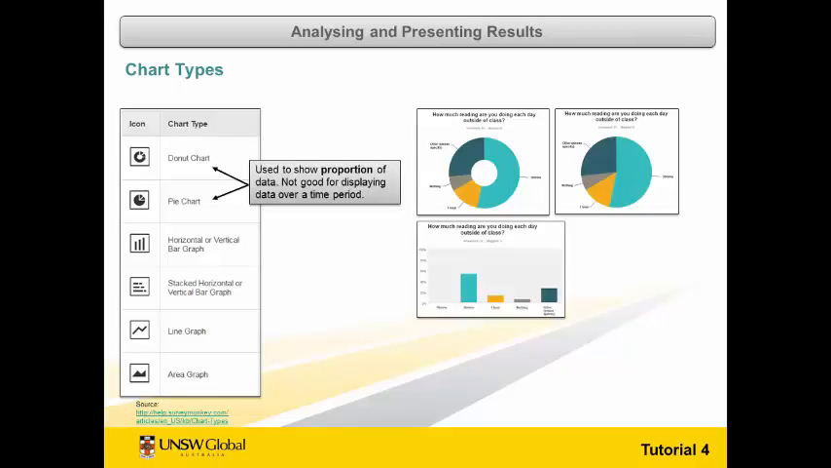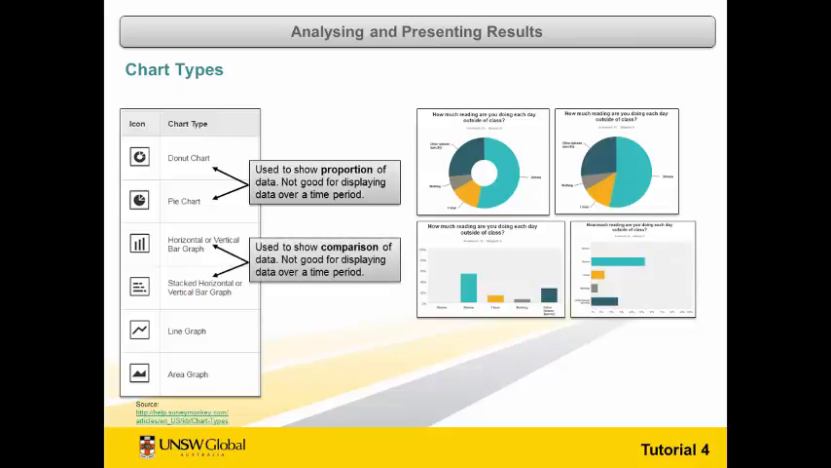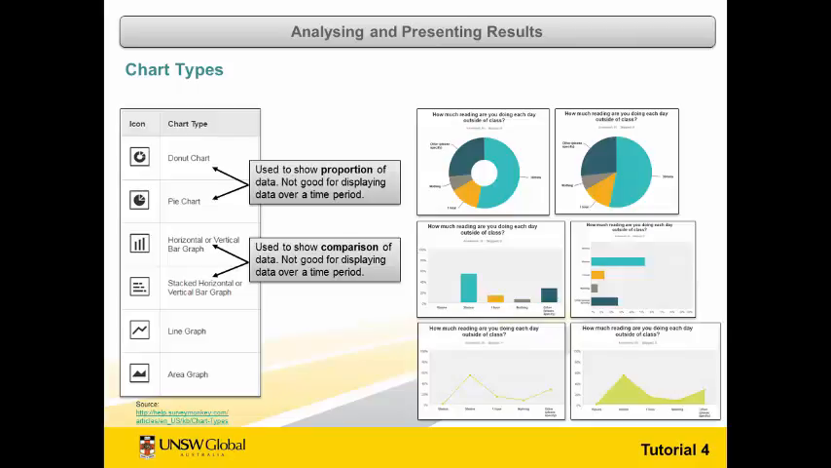We can also use a vertical and horizontal bar chart, and these are used to show comparison of data. Again, these are not good for displaying data over a time period. The final ones that we can use are the line graph and the area graph. These are usually used for representing data over a time period. It's unlikely that you would be using this for the UEC survey, but perhaps in the future you may use these.